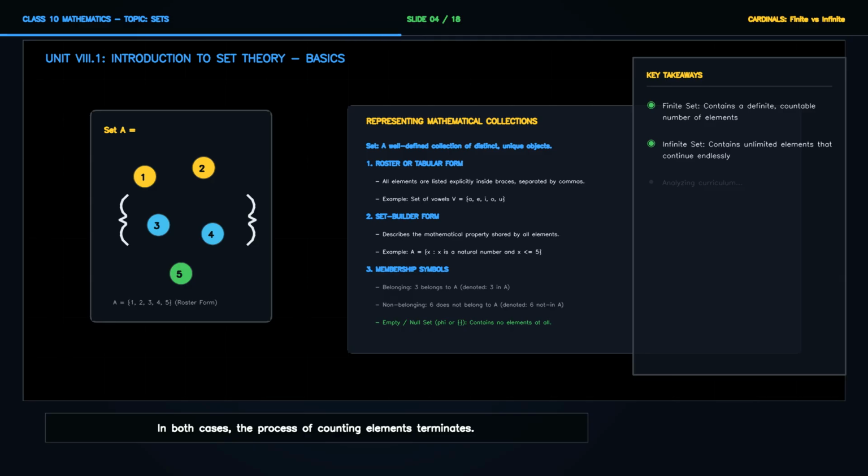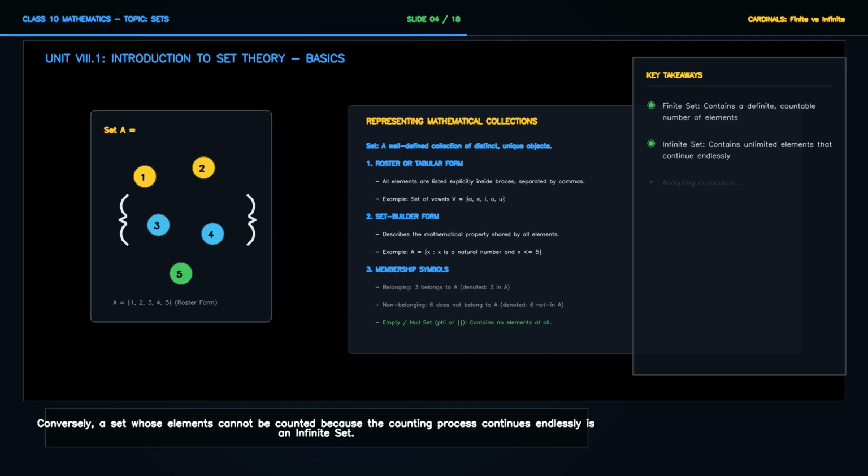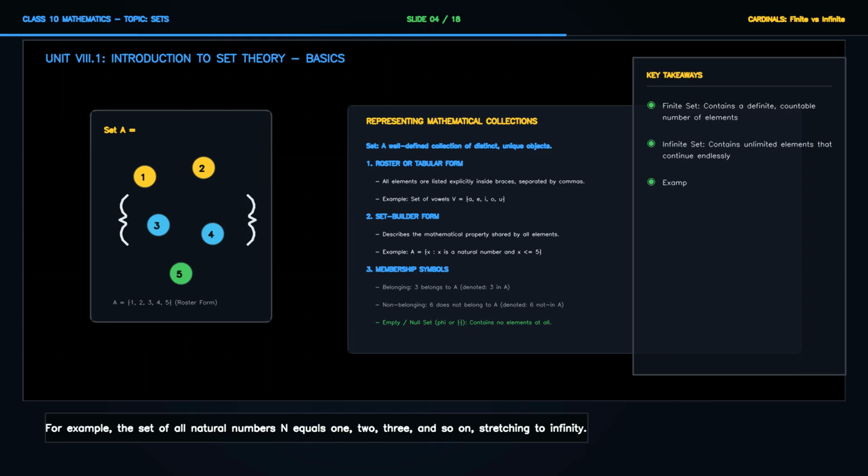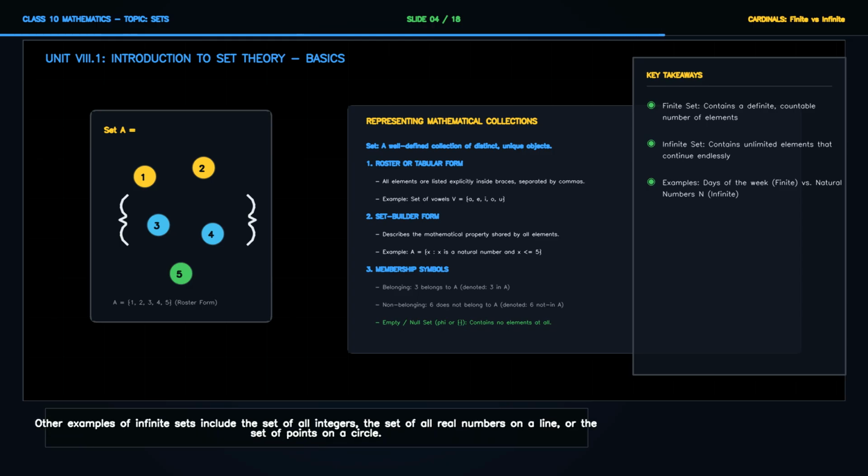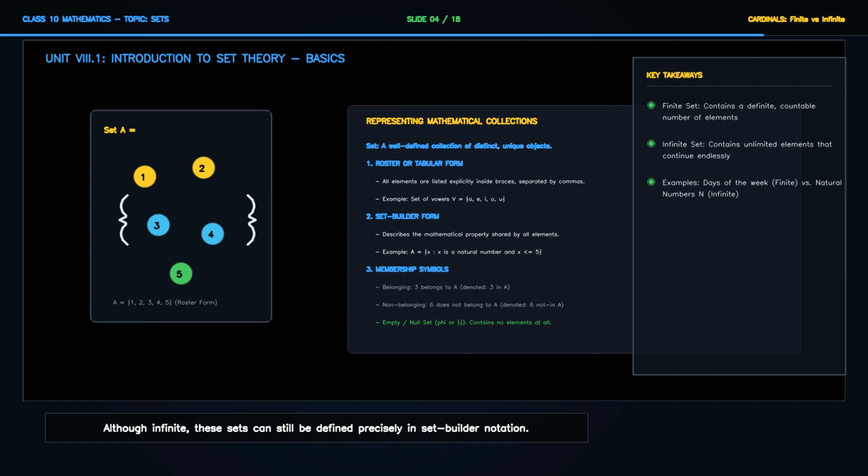Conversely, a set whose elements cannot be counted because the counting process continues endlessly is an infinite set. For example, the set of all natural numbers, N = {1, 2, 3, ...}, stretching to infinity. Other examples of infinite sets include the set of all integers, the set of all real numbers on a line, or the set of points on a circle. Although infinite, these sets can still be defined precisely in set builder notation.